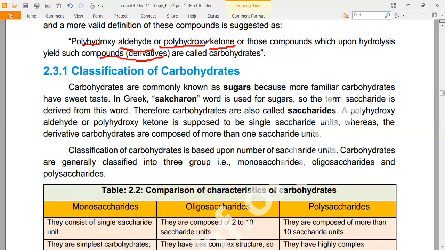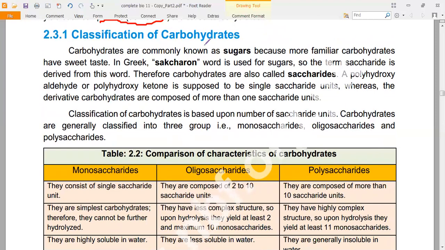Okay, so carbohydrates are, if we just name them, when we talk about carbohydrates, it means they are sugars. Yes, they are sugars because they are sweet in taste. But the most familiar carbohydrates are sweeter in taste. Actually, they come from the Greek word saccharon, which means sweet. So that's why they are named sugars, because sugar also has a sweet taste.